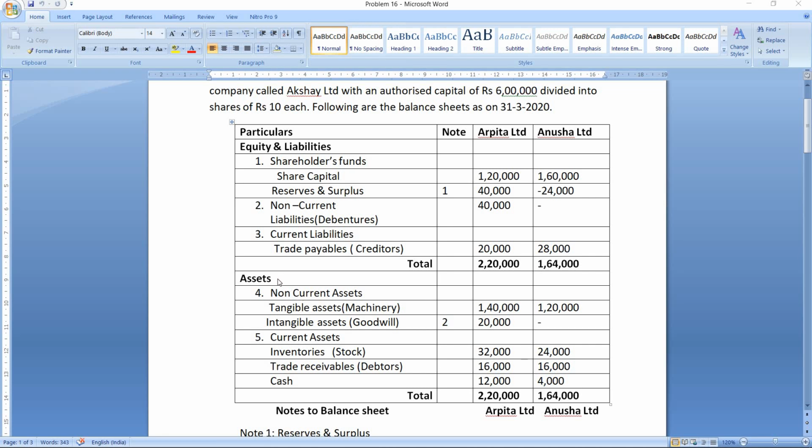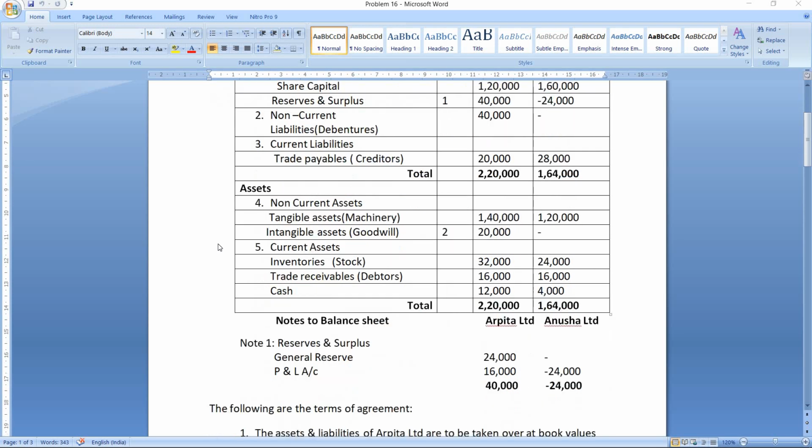Then let us look at the assets. Machinery 1,40,000 and 1,20,000. Goodwill only for Arpita Limited 20,000. Current assets, that is stock 32,000 and 24,000. Debtors 16,000 each. Cash 12,000 and 4,000.